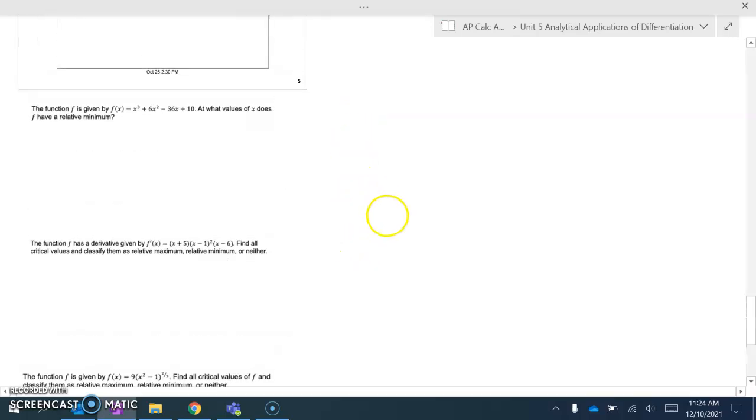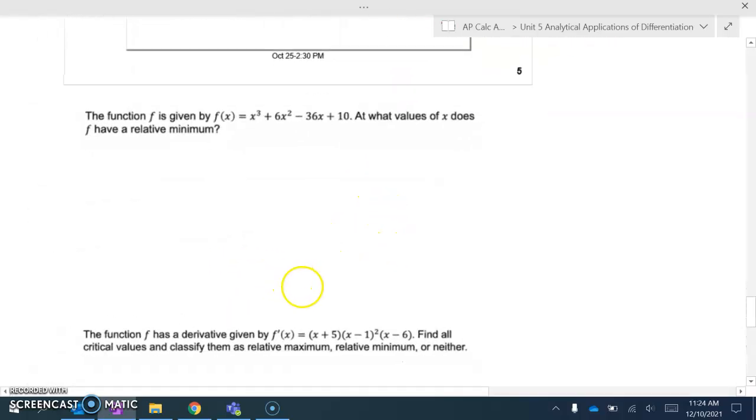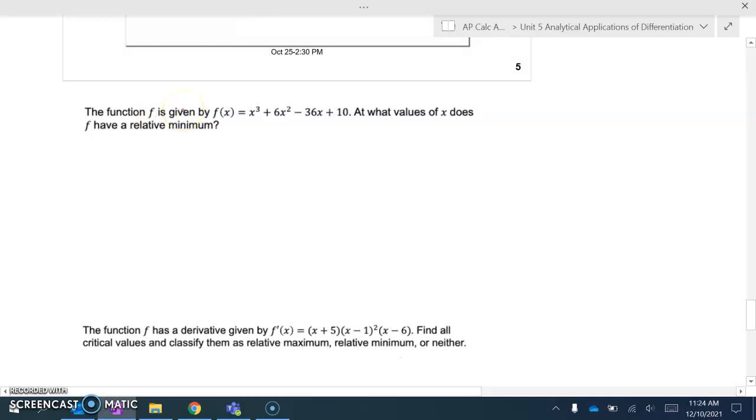All right. Let's do one more real quick. So the function is given by this. At what values of x do we have a relative minimum? So let's take the derivative. It's not undefined anywhere. I'm going to factor that 3 out. I can't do math right now. I'm rushing too much. Set this equal to 0.